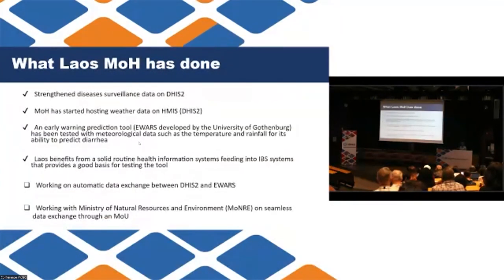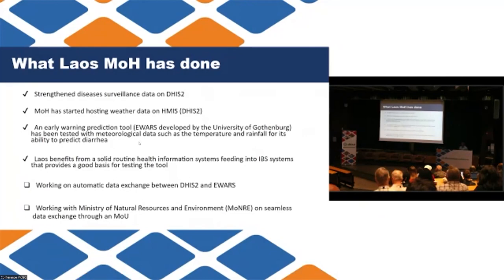The first thing is we worked with the NCLE program to strengthen the disease surveillance data in DHIS2. They've been using it quite well. They started with their Excel sheets, and then they saw the potential of DHIS2. They're now using not only event-based surveillance, but also indicator-based surveillance. And then what we did is we went to the Ministry of Natural Resources and Environment, got all the climate data, and put it into DHIS2, both the min and max temperature and also the average rainfall.